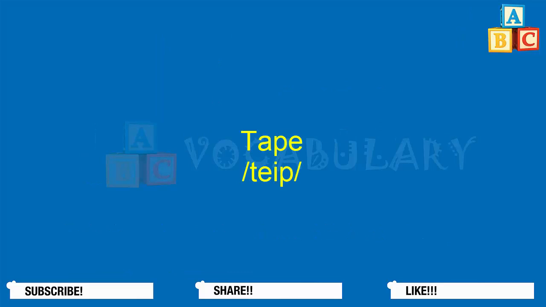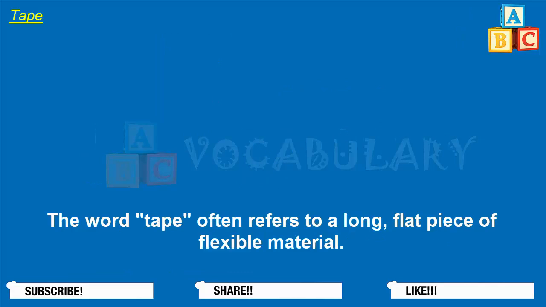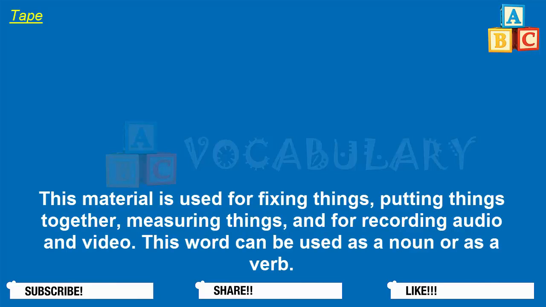Tape. The word tape often refers to a long, flat piece of flexible material. This material is used for fixing things, putting things together, measuring things, and for recording audio and video. This word can be used as a noun or as a verb.